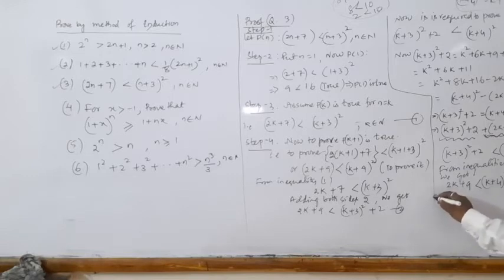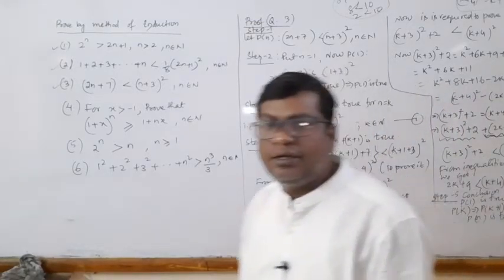Then step number 5, conclusion. What is the conclusion? P of 1 is true, P of k implies P of k plus 1 is true, therefore Pn is true. Therefore Pn is true. Clear?